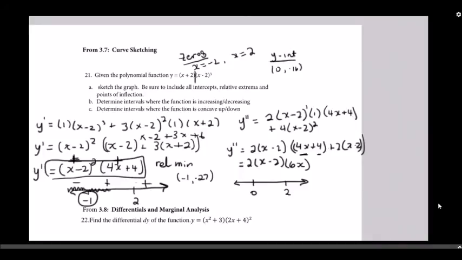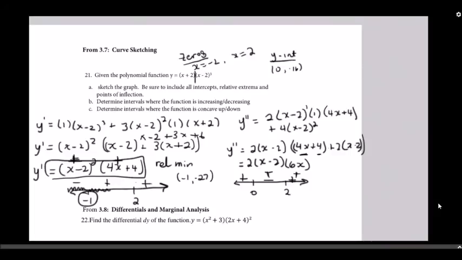So choosing test points, negative 1 as a test point, for example. Negative 1 is going to produce a negative and a negative, multiplied together is a positive. Positive 1 as a test point is going to produce a negative and a positive, which is negative. And then positive 3 as a test point is going to produce a positive and a positive, which means that interval is positive. So both of these values, x equals 0 and x equals 2, turn out to be points of inflection.